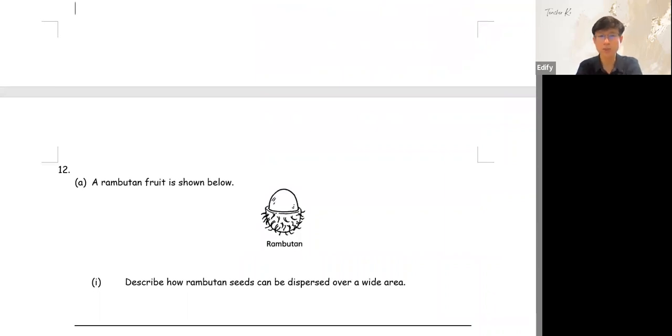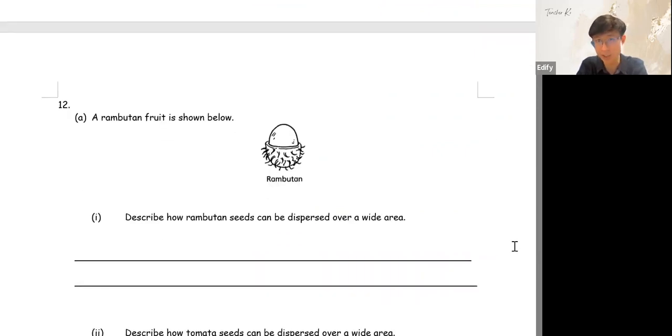Okay, question 12. A rambutan fruit is shown below, right? Describe how the rambutan seeds can be dispersed over a wide area. So dispersing of seeds is just like GrabFood or Foodpanda, they order food, right? There are 3 steps that they do to deliver the food. The first thing is they want to take the food. Second step, they want to travel to your place. And the third step is to pass you the food. So there are 3 steps. So for this seed, same thing, there are also 3 steps.